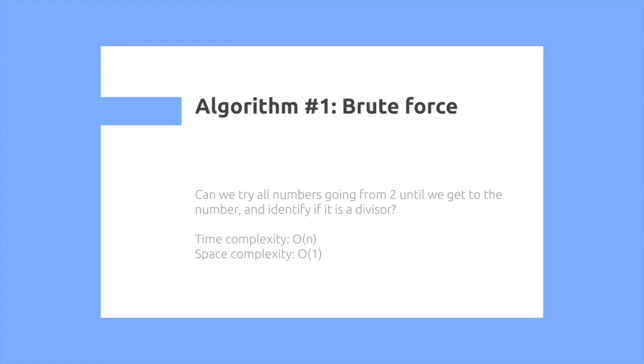So the first algorithm we look at is brute force. We simply go through all the numbers from 2 until we get to the number we're checking and identify if it has a divisor. The time complexity of this is obviously linear, but space complexity is O(1).